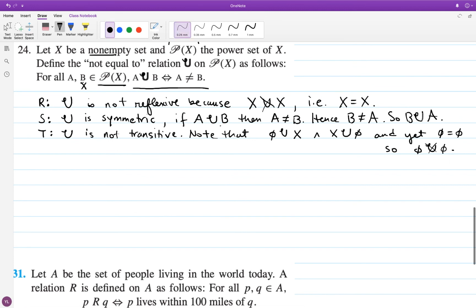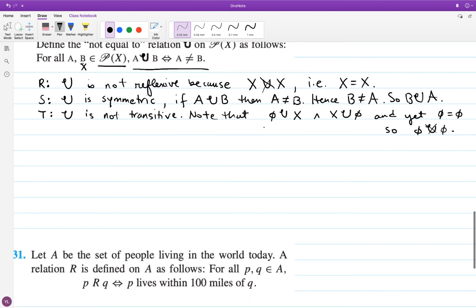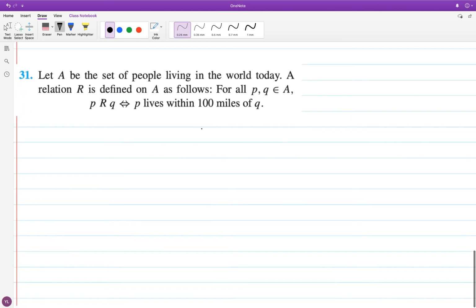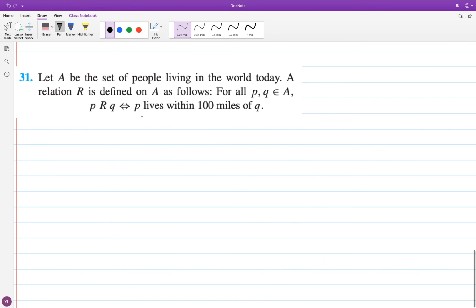Okay, so we have to be able to deal with these three properties in situations where we don't really have a good drawing of the relation or the set that it's defined on. This is just a very abstract thing. I'm just arguing from the definitions. All right, same with this. I've got this example given to me in words. The set is all the people living in the world. Great. And we're going to define a relation on that set. P is related to Q if P lives within 100 miles of Q. So go ahead and see if you can figure out whether this relation is reflexive, symmetric, or transitive. Pause the video and come back.